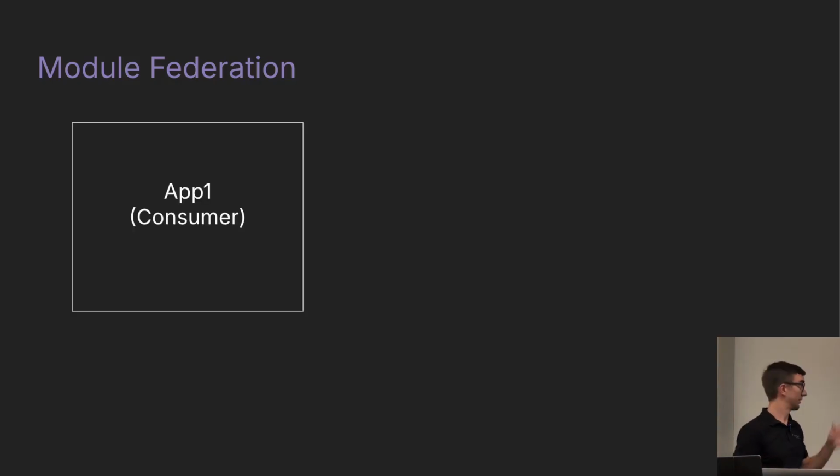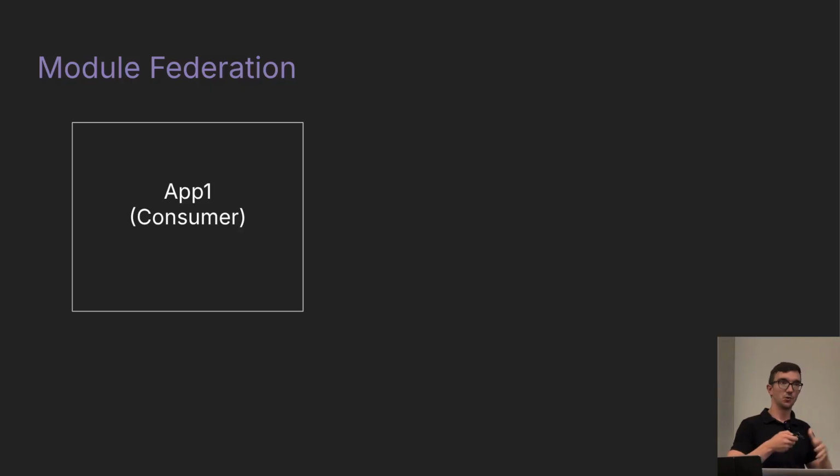So for module federation, I want to establish a common ground here in this room, so that everyone knows the terminology when we do the live coding. On the left-hand side, we have the consumer. The consumer is an app that wants to load another app. That's called the producer. So the consumer loads the producer.